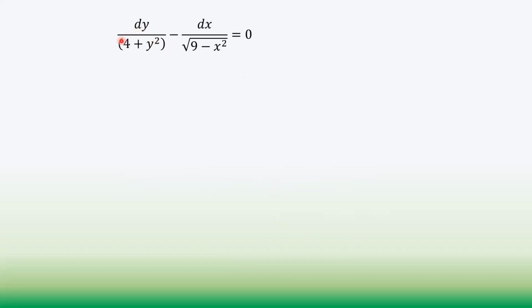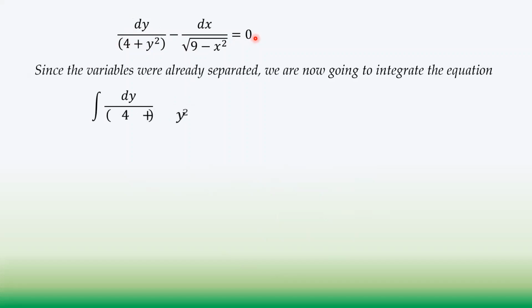Again, we have dy over 4 plus y squared minus dx over square root of 9 minus x squared equals 0. So since meron na tayo ngayong function of y sa dy, function of x sa dx na lang, meaning na-separate na yung variables dyan, we're now going to integrate the equation. Now, integrating, we have the integral of dy over 4 plus y squared minus the integral of dx over square root of 9 minus x squared equals c. O c lagi, after integration. C na ang papalit sa 0.